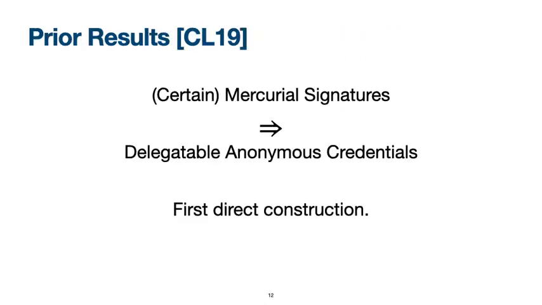Our prior result is that we were able to build delegatable anonymous credentials from our new type of signature scheme. And this was the first direct construction of delegatable anonymous credentials. All prior constructions required prohibitively inefficient non-interactive zero-knowledge proofs, such as Groth-Sahai. So this doesn't require any complicated zero-knowledge proofs. And again, each link on the chain is represented by only 5 group elements. And we were able to prove this secure in the generic group model.